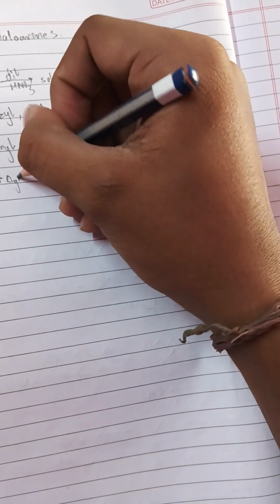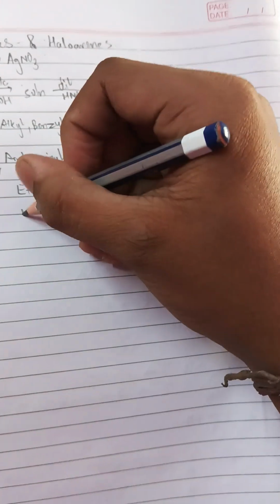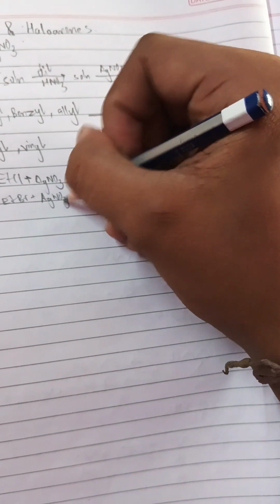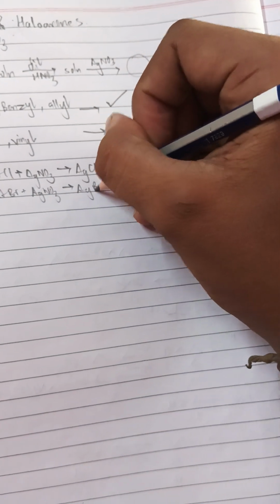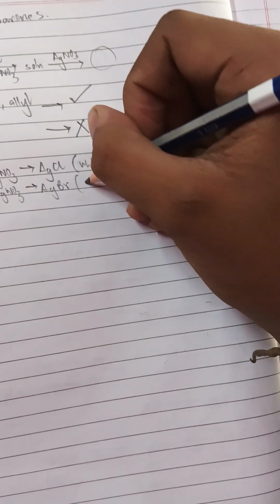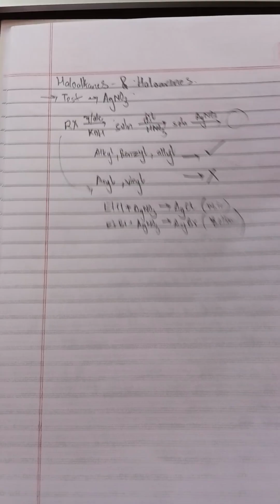Because we have some reactions here, something like ethyl chloride plus AgNO3 gives AgCl, okay, and ethyl bromide plus AgNO3 gives AgBr. So this is white and this is yellow, as you know. So that's for the haloalkanes part.